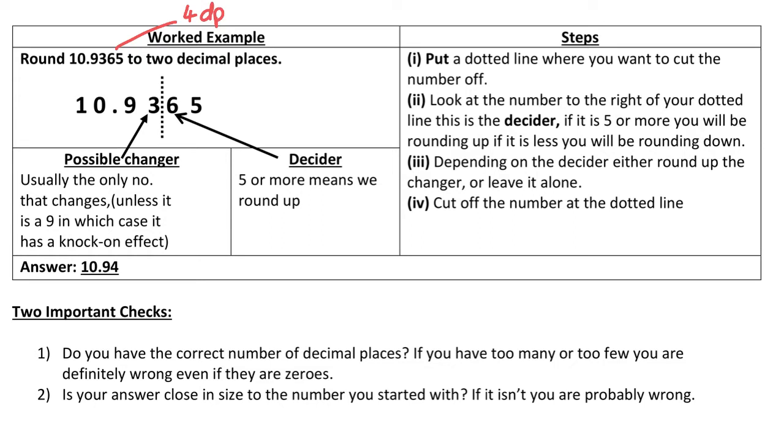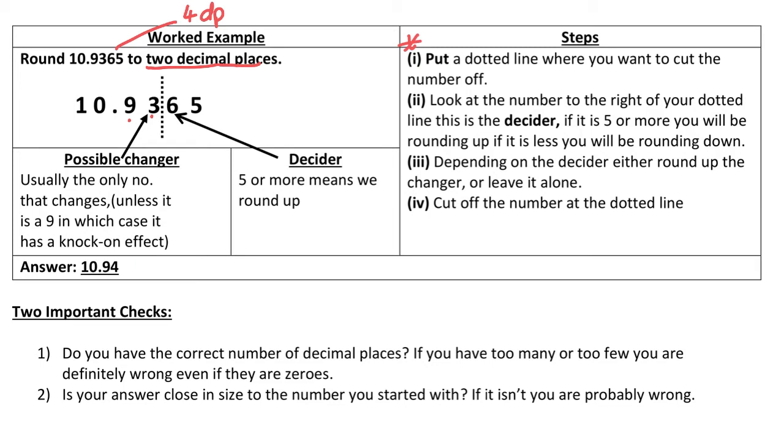What we need to do is follow these steps. So first of all, we put a dotted line where we want to cut the number off. So if we're going to 2 decimal places, we count 1, 2 decimal places and draw our dashed line. The number to the right of the dotted line is the decider, so in this case it's the 6. If it's 5 or more, you'll be rounding it up. If it's less, you'll be rounding it down. Depending on the decider, either round up the changer or leave it alone. And the possible changer is the number before the dashed line. Cut off the number at the dotted line.